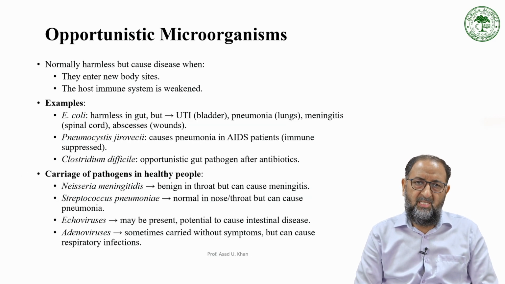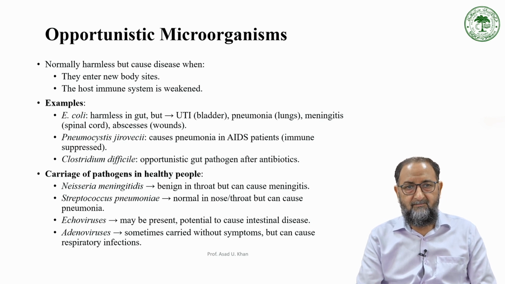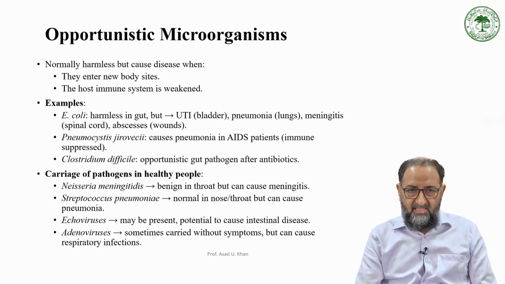Opportunistic pathogens or opportunistic microorganisms are normally harmless but can cause disease. They cause disease when they enter a new body site or when the host immune system is weak. For example, E. coli is harmless in the gut, but causes UTI in the bladder, pneumonia in the lungs, meningitis in the spinal cord, and abscesses in a wound.